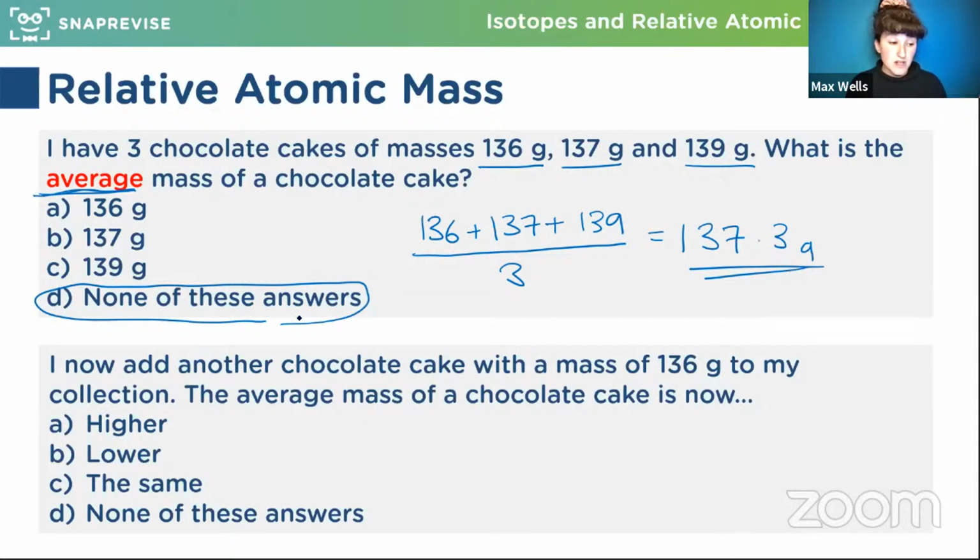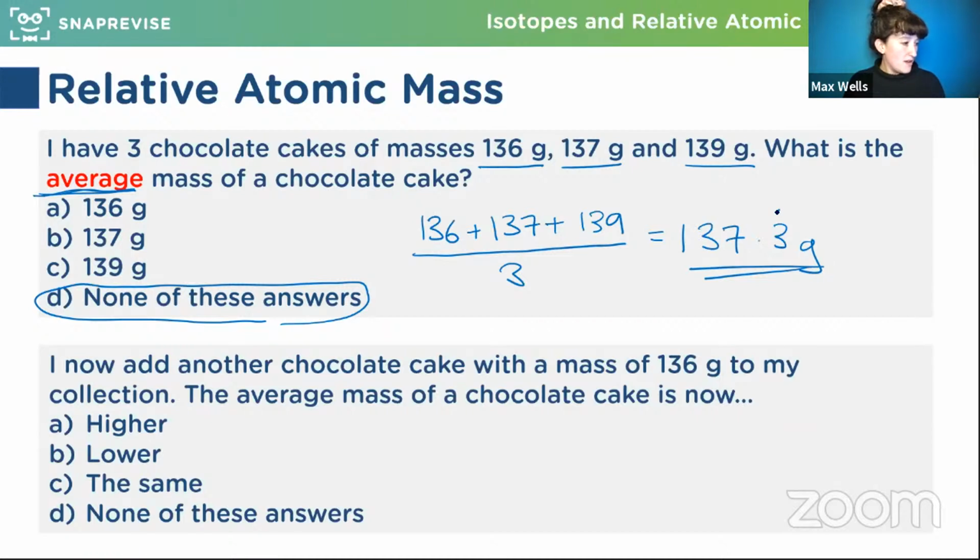So really well done if you said D. Yeah, good, exactly. Well done, Camilla. Lovely. It's actually none of those answers because we do need to be specific about our averages. So that's really good. Well done.